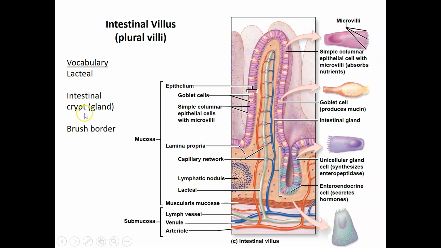Another vocab term: the intestinal crypt or intestinal gland. That's the epithelium that dips down into the lamina propria. This is similar, but not quite as large as the gastric glands in the wall of the stomach. The intestinal glands or intestinal crypts are embedded in the lamina propria, and these have secretory cells that are going to secrete what's called intestinal juice. We'll talk about that in a second.